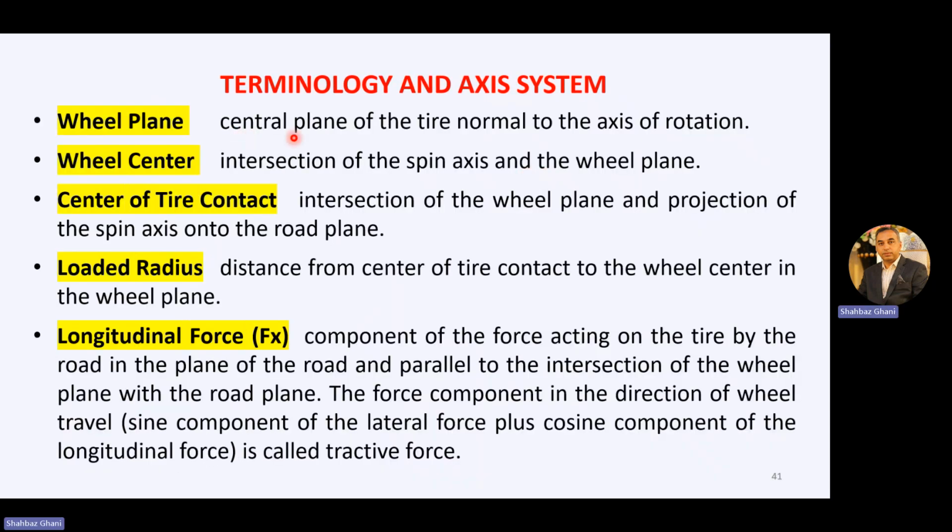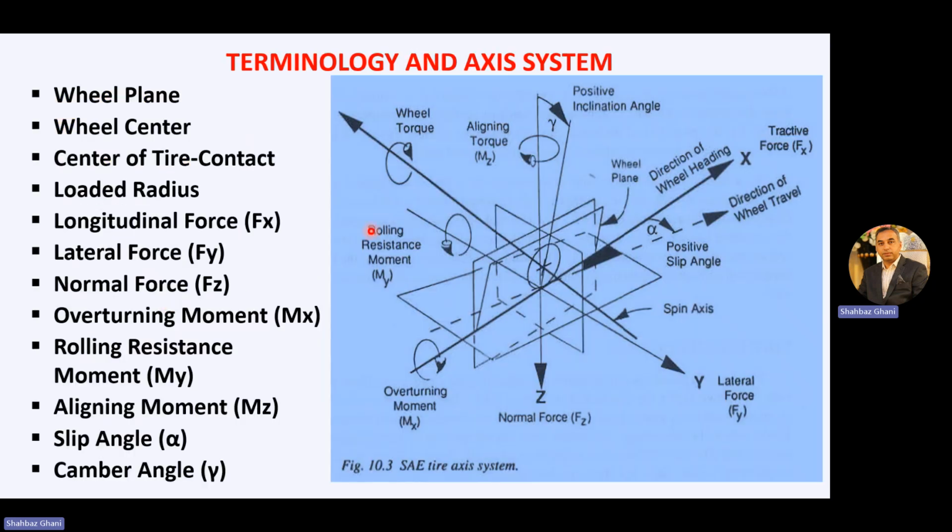Now wheel plane, the central plane of the tire normal to the axis of rotation. The wheel center, intersection of the spin axis and the wheel plane. Center of tire contact, intersection of the wheel plane and the projection of the spin axis onto the road plane. Loaded radius, distance from the center of the tire contact to the wheel center. So this is your, as I explained, the wheel plane, x and z. Wheel center is this plus sign, then center of the tire contact to the road surface is this one, and the loaded radius is from this center point to here.